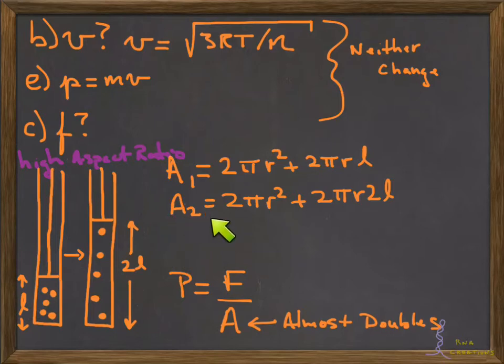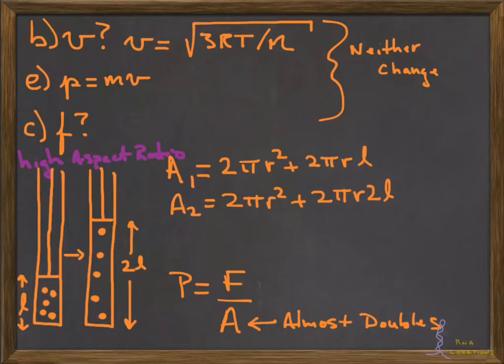The final area has the same 2 pi r squared contributed by the top and the bottom of the piston, which hasn't changed. But the area that's contributed along the length of the piston has doubled. And so now it's 2 pi r times the new length, 2L. Let's go in and look at what happens with the pressure.